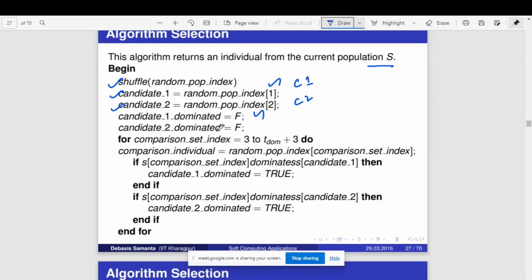Similarly, for candidate 2 also we are assuming that whether it is dominating the comparison set is false. Now let us assume that the comparison set is already available. For comparison set index equal to 3 to t down plus 3 do, comparison individual is random population at the comparison set index. If comparison set of index dominates candidate 1, then candidate 1 dominated is equal to true.